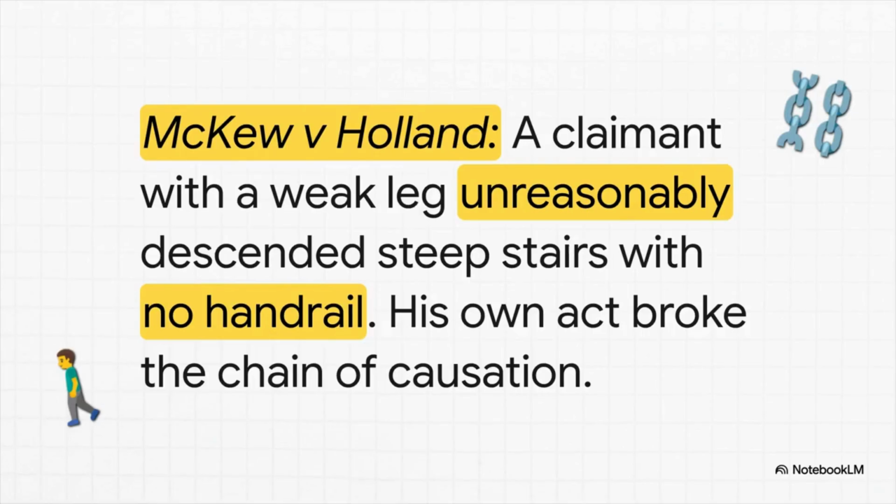Let's talk about the claimant's own actions first. In McHugh v. Holland, a claimant had an injured leg due to his employer's negligence. But then, he tried to go down a really steep staircase with no handrail, which is not a great idea. His leg gave way, and he jumped to save himself, but ended up breaking his ankle. The court said, look, that was your own unreasonable act. That act broke the chain, so the employer wasn't liable for the broken ankle.